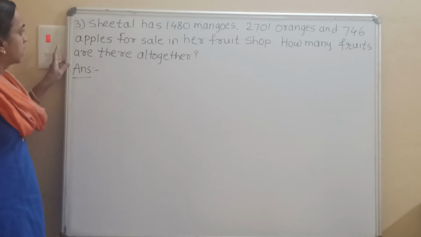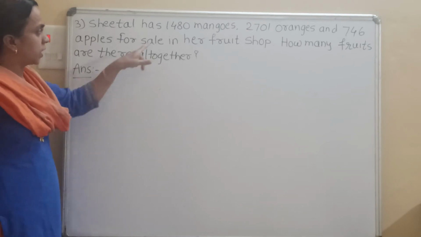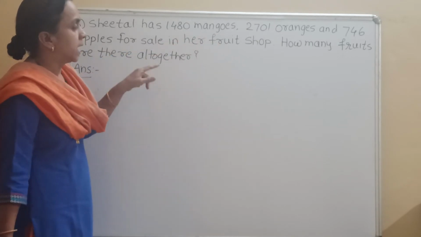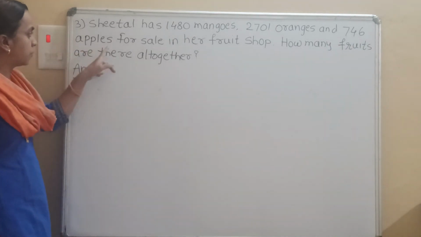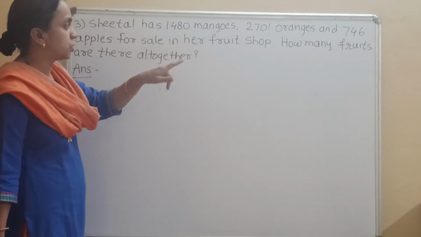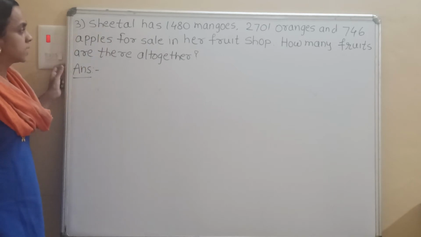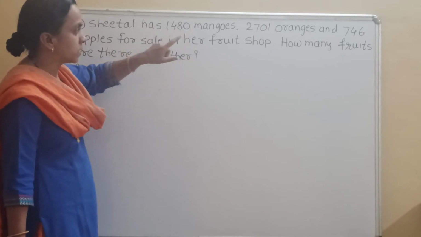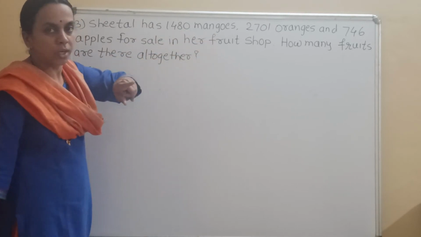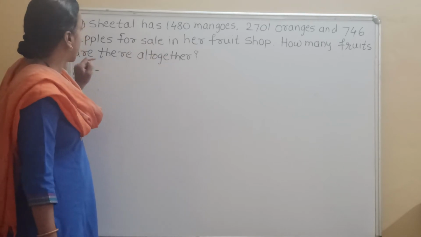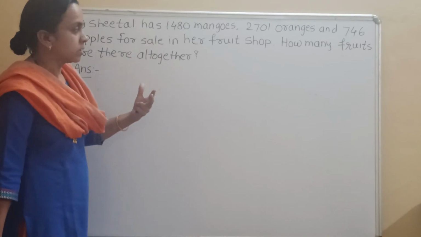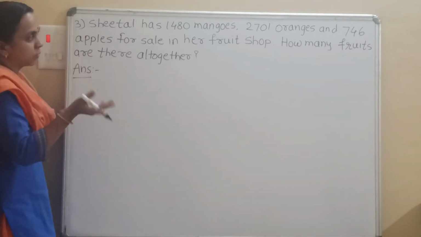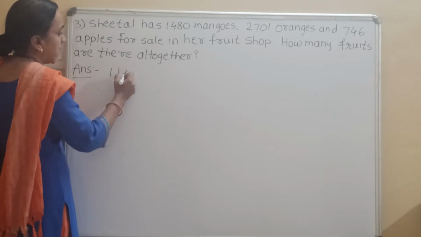Now see third example. Sheetal has 1480 mangoes, 2701 oranges and 746 apples for sale in her fruit shop. So Sheetal is a girl. In her fruit shop there are 1480 mangoes, 2701 oranges and 746 apples that she is selling. How many fruits are there all together? All together means what we have to do here? We have to do addition here.